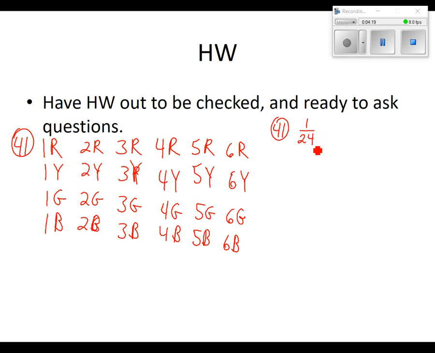Now, they wanted to know if that's unusual or not. Well, to tell if it's unusual, it has to be 0.05 or less. So you need to grab your calculator and divide 1 divided by 24. 0.042. Yeah. So would that be considered unusual? Yeah. Unusual.